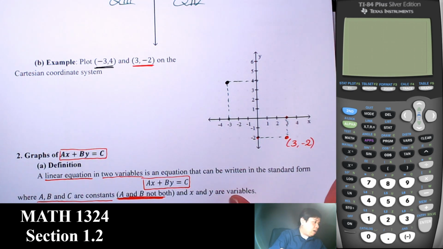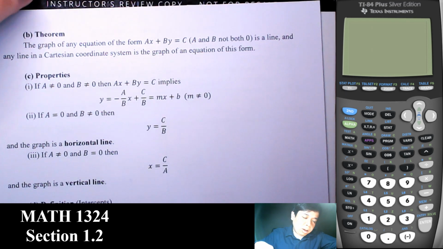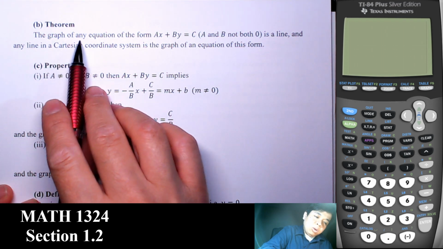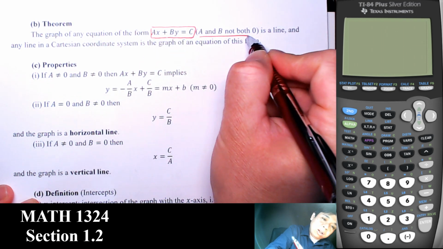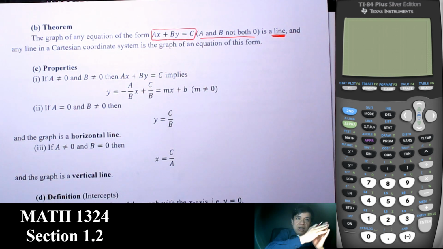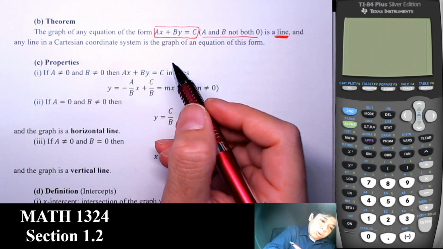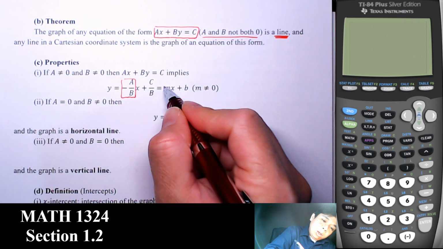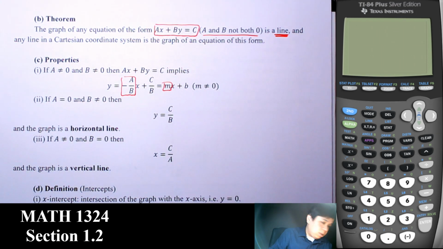Let's see how we graph them. Of course, there will be a few more theorems. The graph of this equation is a line. When a and b are not both equal to 0, it is a line. That's why we call it linear, because the graph is a straight line. Here are some properties. If a and b are not equal to 0, we can rewrite this in the form y = mx + k, where m equals -a over b, which is defined to be the slope, because that will come later.